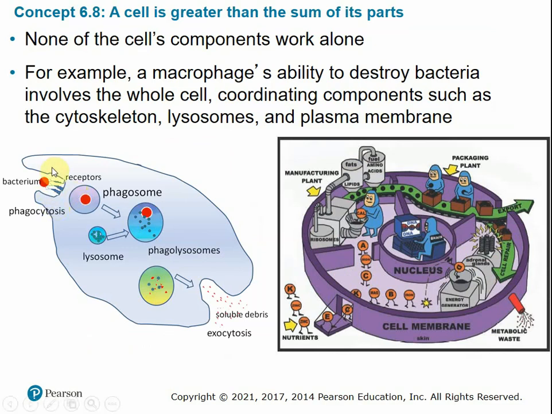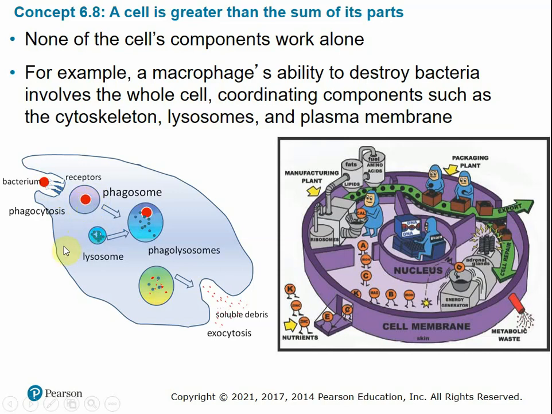This example is a macrophage, or a large eating cell. Its ability to destroy a bacteria cell is going to involve input and contributions from the whole cell, coordinating different components like the cytoskeleton. The actin microfilaments are going to have to extend those pseudopods to be able to engulf the bacteria, so it can undergo phagocytosis and eat it. The proteins on the cell membrane are going to have receptors to recognize and bind to that bacteria to take it in, and then form the vacuole that contains the ingested bacteria.